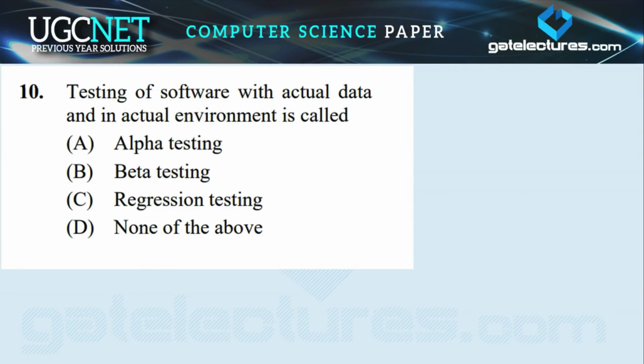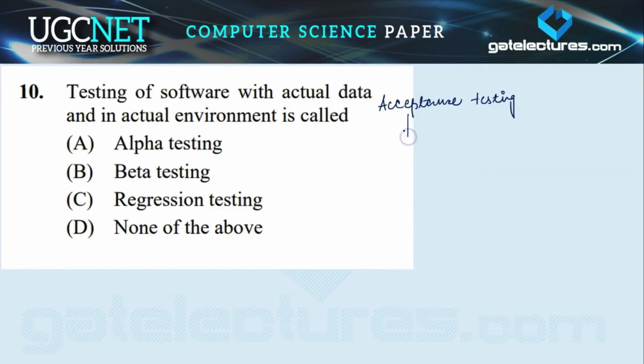Now question number 10 is, testing of a software with actual data and in actual environment is called: alpha testing, beta testing, regression testing, and D is none of the above. Now let's talk about acceptance testing first, because alpha testing and beta testing are part of acceptance testing. Let's discuss what is acceptance testing. Basically this kind of testing is conducted when software is developed for a specific number of customers. मतलब for a limited number of audience के लिए जब कोई software को हम develop करते हैं, तो in that kind of situation we use this acceptance testing.